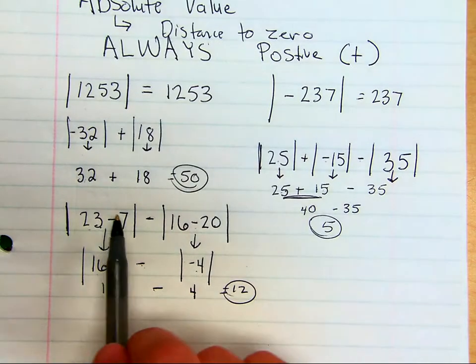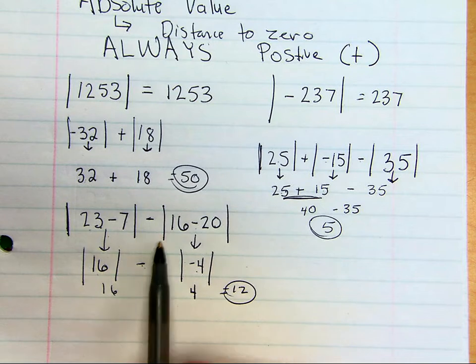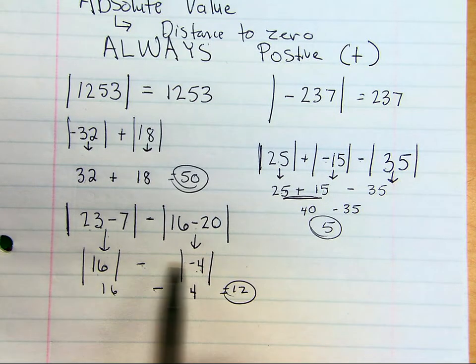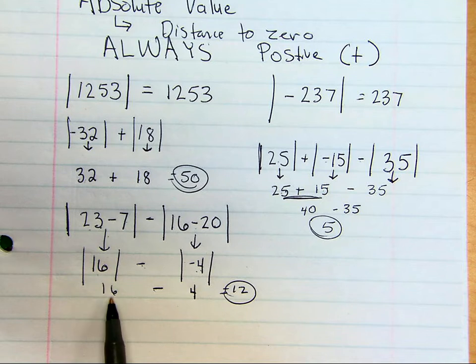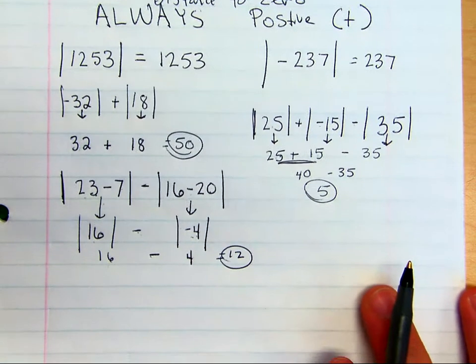Sorry. So yeah, 23 minus 7 would have been 16. 16 minus 20 would have been negative 4. Take the absolute value of each of these. Absolute value of 16 is 16. Absolute value of negative 4 is 4. It's 4 spots from 0. Work it out. Let's do 2 more problems.